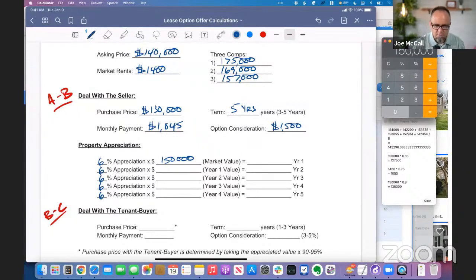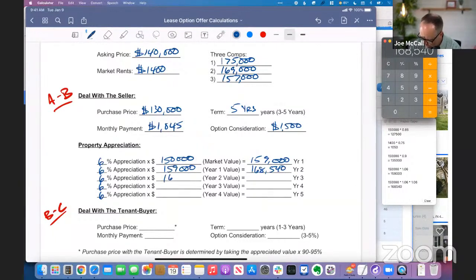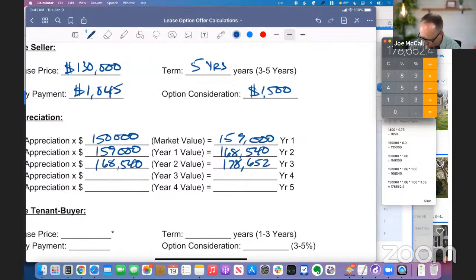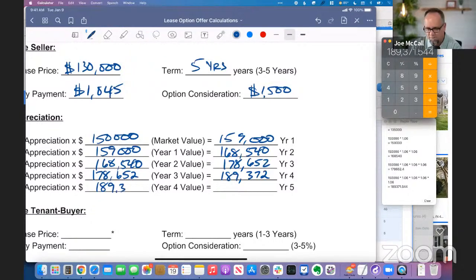Okay, 150 times 1.06. 159. All right, 159 times 1.06. 168,540. Okay. 168,540 times 1.06. 178,652. 178,652 times 1.06, 189,372. Obviously, there's spreadsheets and calculators that can make this all so much easier for you.